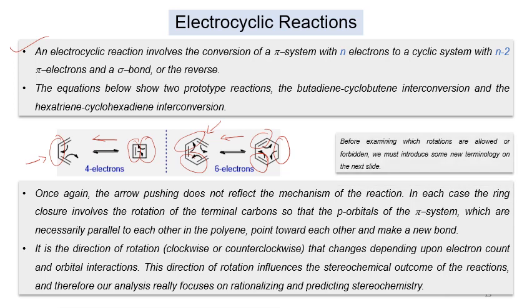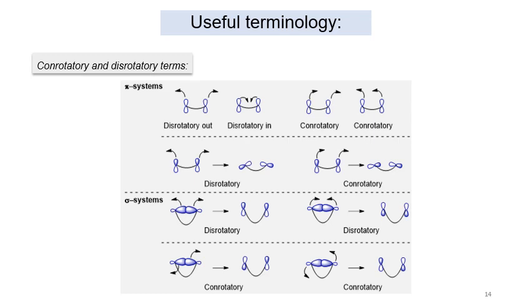Now, before we go on to what is allowed and what is forbidden, we first need to look at some new terminology. So this is how a bond is going to either form or break. That means we are going to move the orbitals either in a conrotatory or a disrotatory fashion. If the lobes are going to move in separate directions in opposite senses, then it will be a disrotatory out system. If they are going to move in opposite directions towards each other, it's a disrotatory in system.